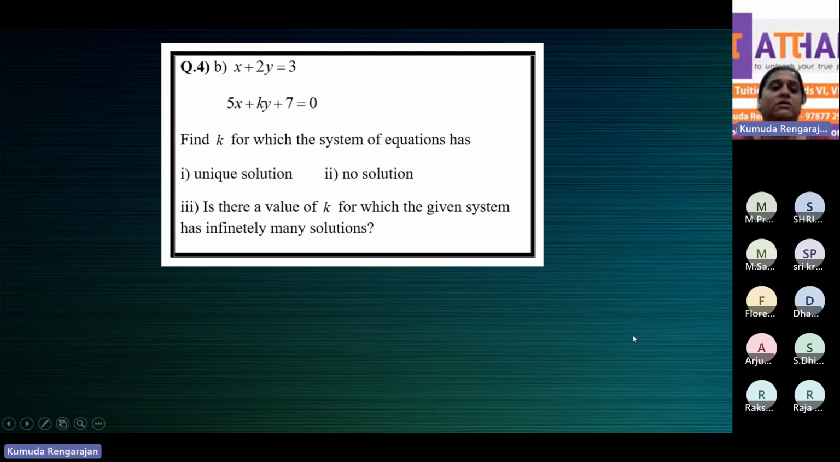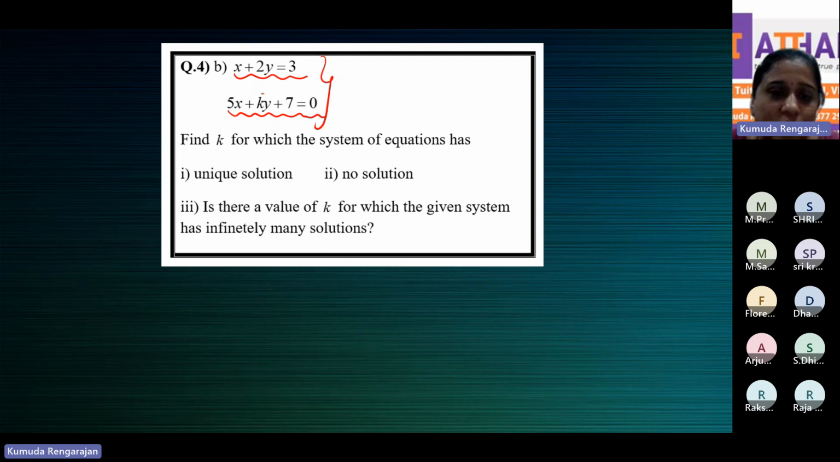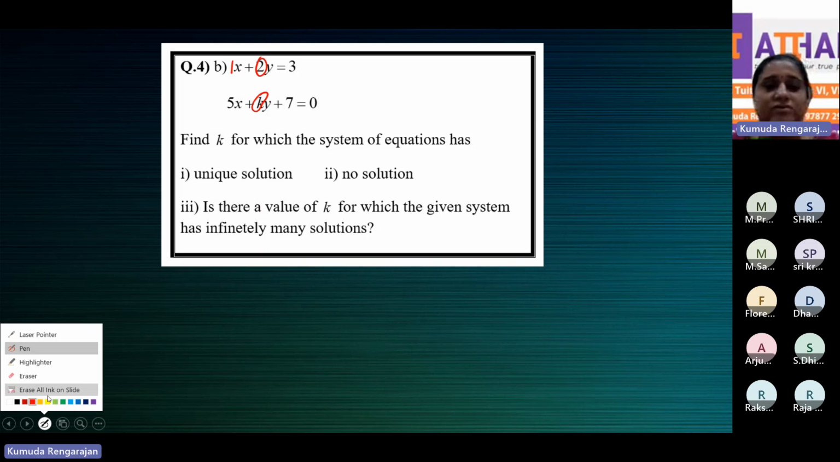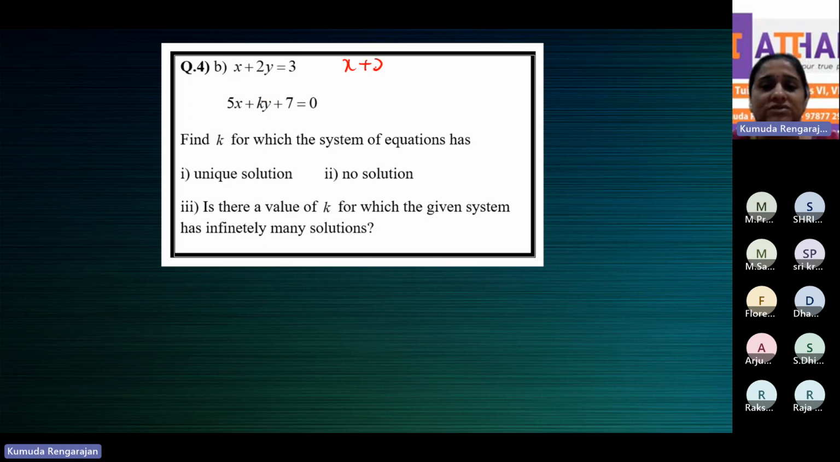So here, children, we have a pair of equations given to us. x plus 2y is equal to 3 and 5x plus ky plus 7 is equal to 0. You can see that the coefficient of y is not known. What is the coefficient of x here? 1. Y, 2. One minute. Let me write the equations in the standard form first.